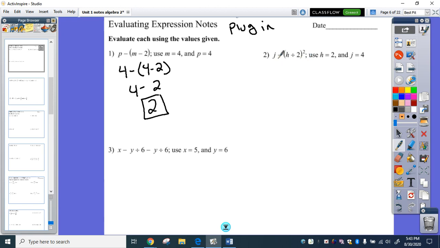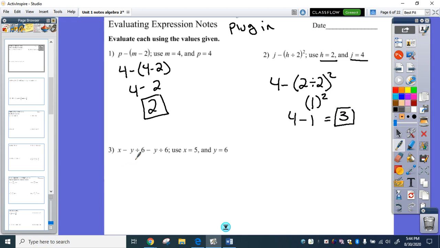We have J being 4, and H is 2. Let's plug in those values. So we've got 4 minus parentheses 2 divided by 2 squared. Order of operations says we're going to do the parentheses part first. So 2 divided by 2 is 1, but I'm going to leave it in parentheses because there's a squared on the outside. 1 squared is 1 times 1. Now I'm going to bring down the 4 minus 1, which gives me a final answer of 3.